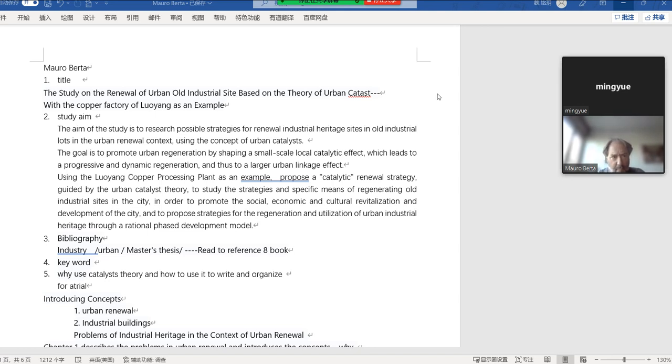such as through a small point to do the catalytic effect. After I studied the series, I think it is a strategy to promote.